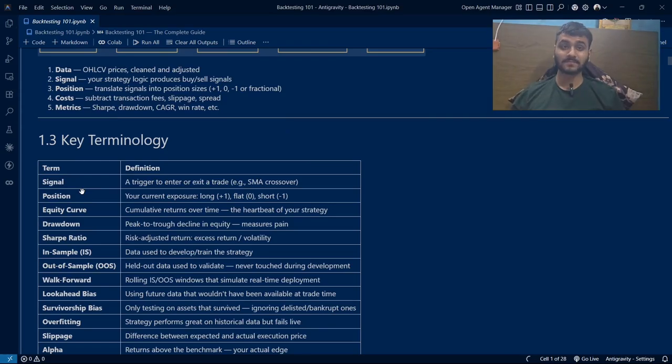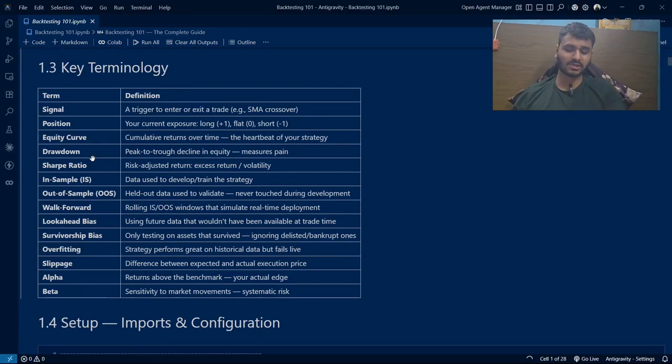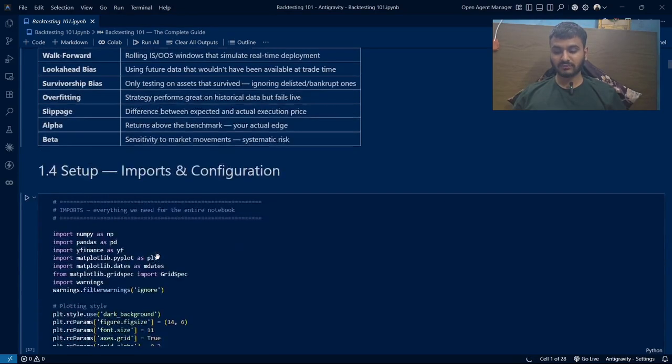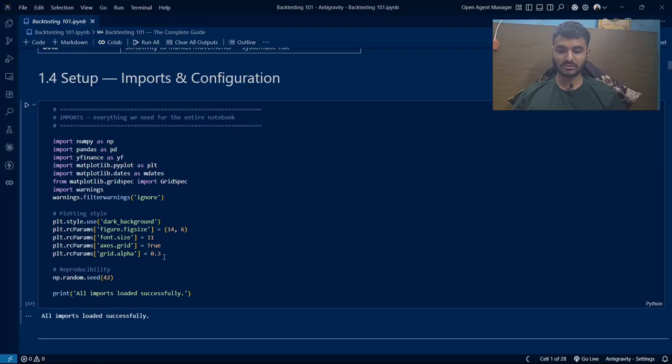Now, let's talk about the key terminologies involved: signal, position, equity curve. Equity curve is basically the line that you see going up if your strategy is profitable. Drawdown is basically, if this was your peak of equity, how much money did you lose from the peak in your strategy. Sharpe ratio, in sample, out of sample, walk forward, right? Now, this is the setup of how you actually import and configure. Then we talk about phase two.